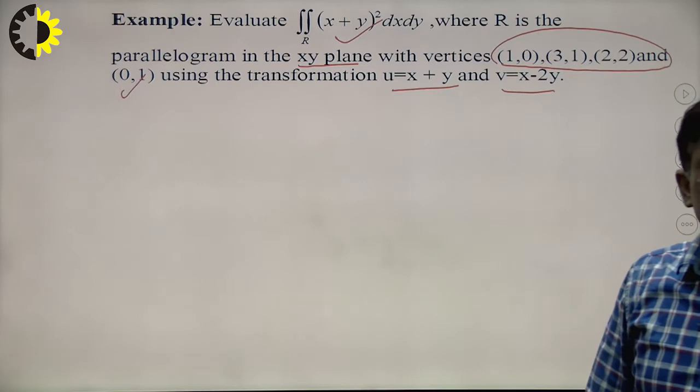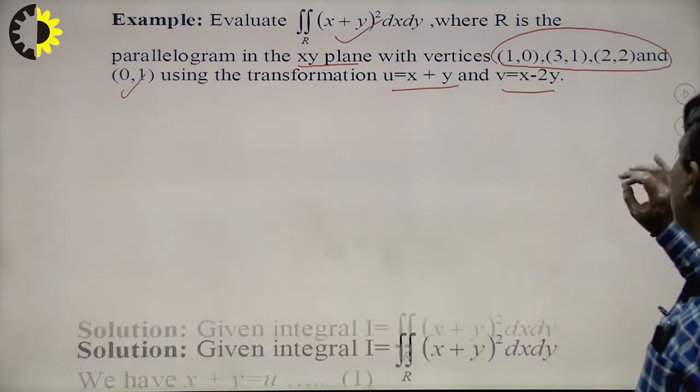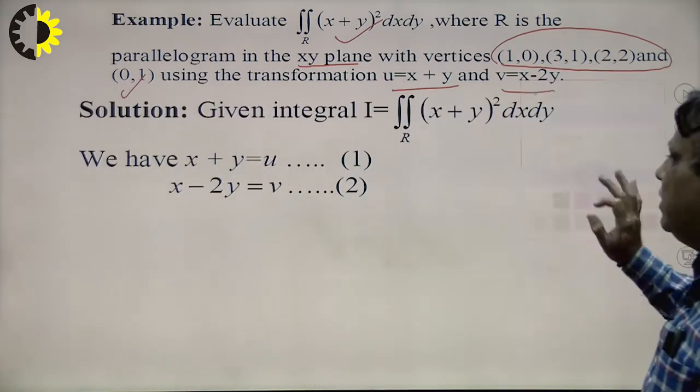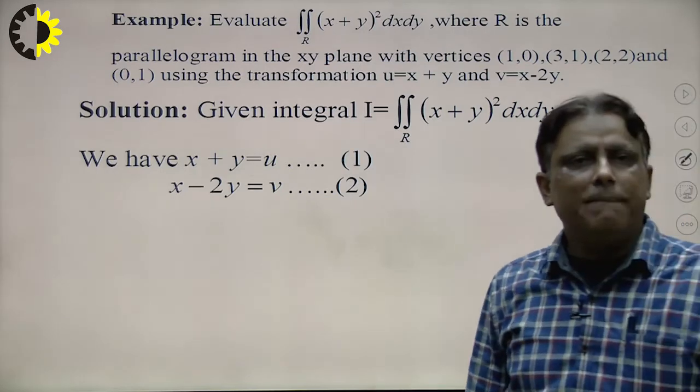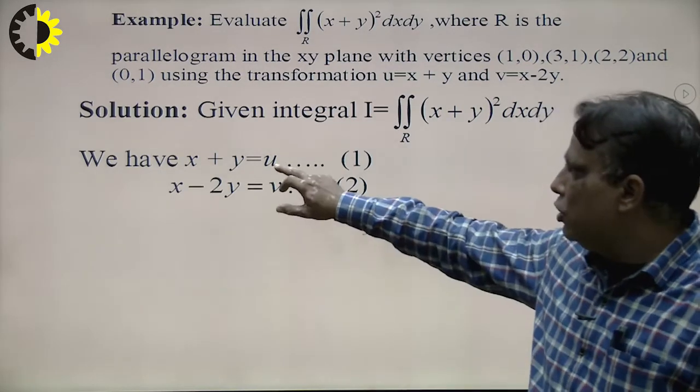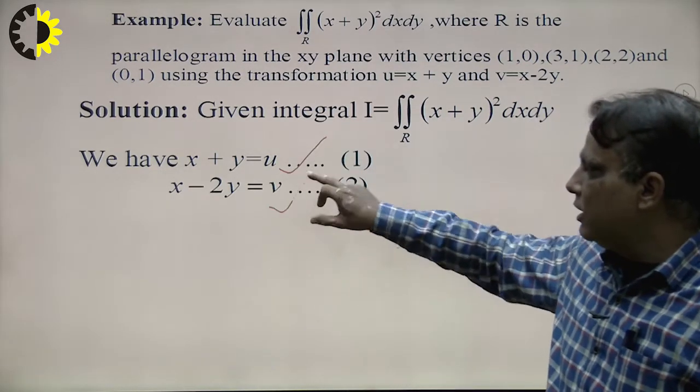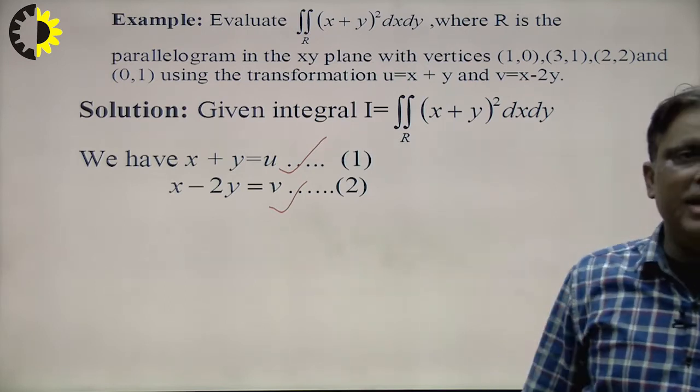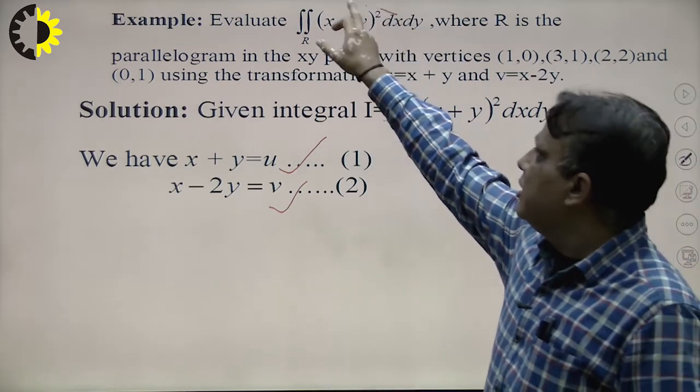Using the transformation, u is equal to x plus y and v is equal to x minus 2y. So what will be the role here, and how do we evaluate by using change of variables? First of all, it is given in the question that u is equal to this and v is equal to this. Now our aim is to change x, y into u, v.